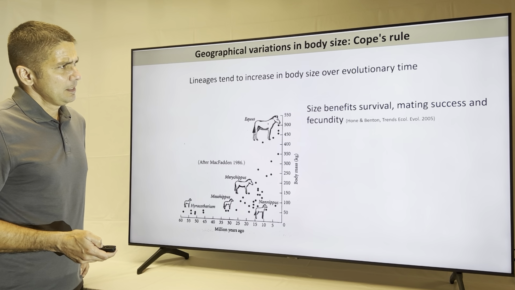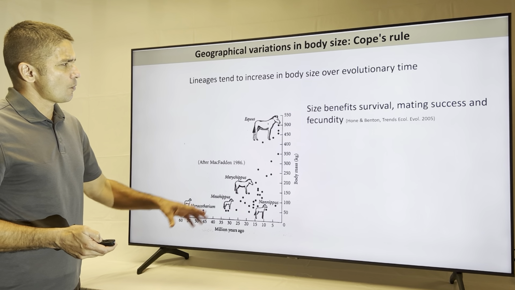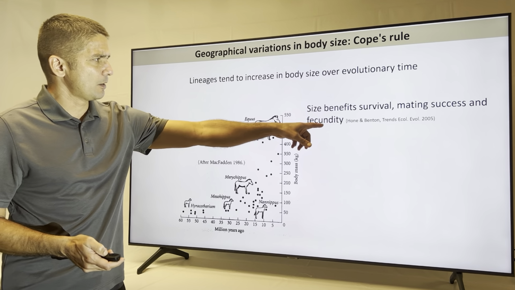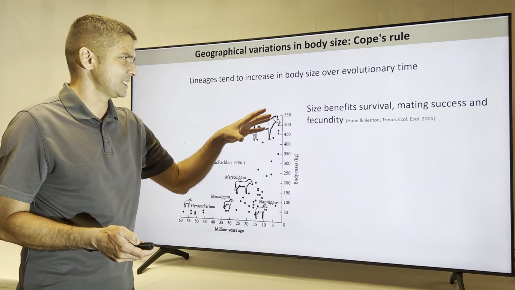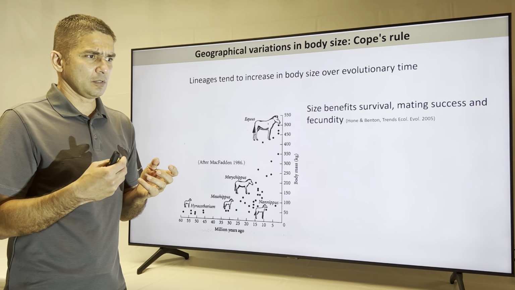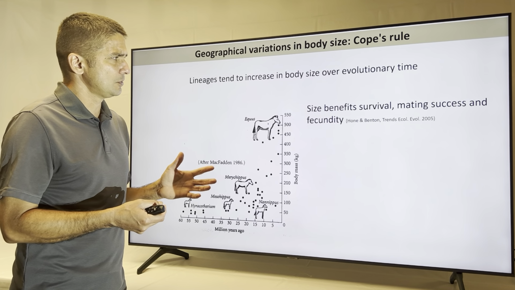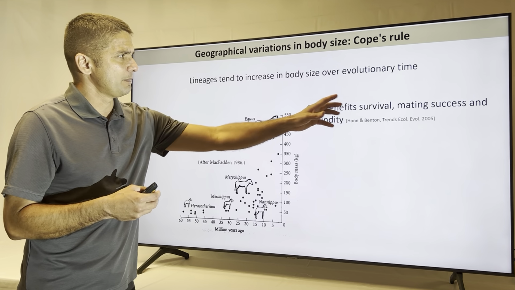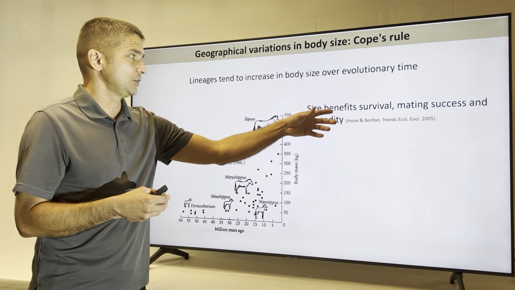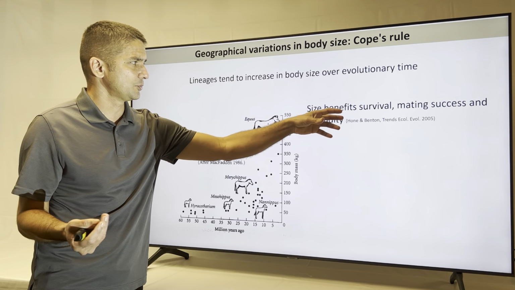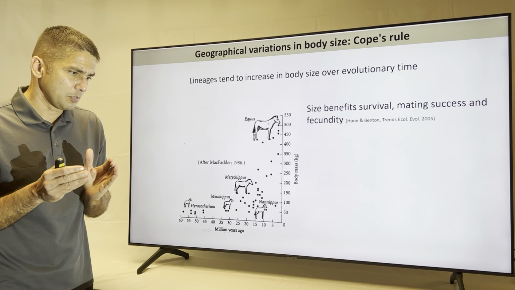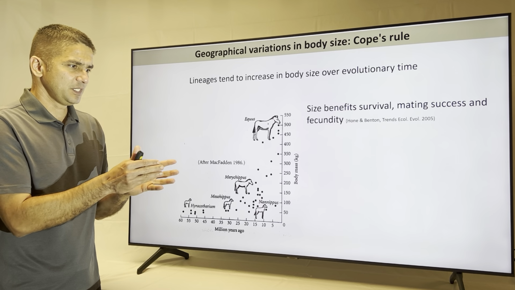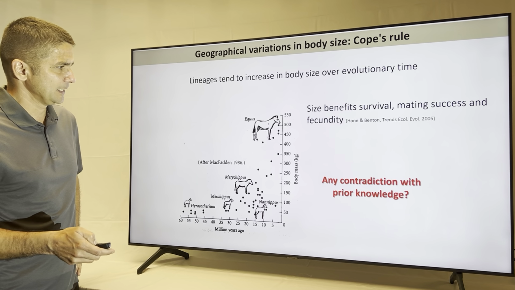And there seem to be different reasons for why that's the case. There is this paper by Hone and Benton in Trends in Ecology and Evolution in 2005 that suggests that obviously if you are big, you're not going to get eaten as easily, but there are also benefits to mating success and fecundity, in addition to the higher chance of survival I just mentioned. So there seem to be evolutionary benefits for a species to get bigger over evolutionary time.